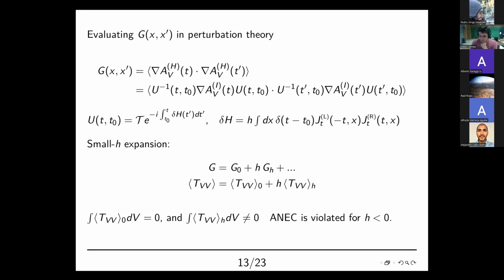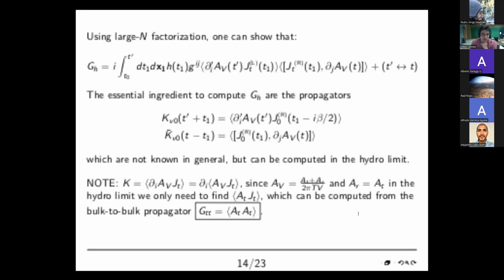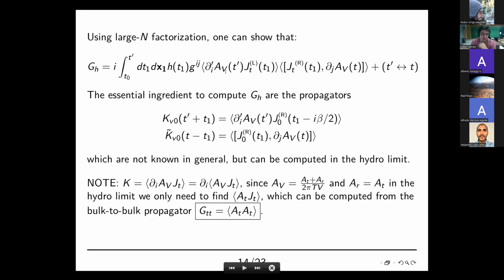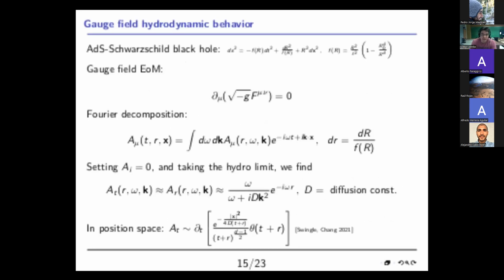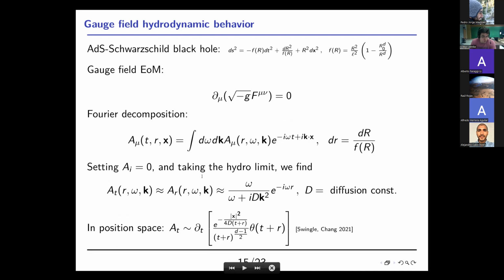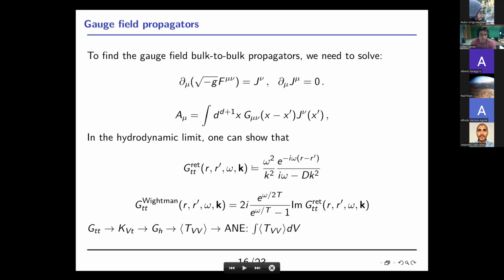Okay, good. Thank you. So basically, if you do this calculation, you can see that this first contribution to the 2-point function is given in terms of some bulk boundary propagators, which in general are very hard to compute, but you can compute them in the hydrodynamic limit. Basically, if you solve the equations of motion for a gauge field propagating in the bulk, you find this typical diffusive behavior. You can solve the equations of motion as well for the propagators. And by computing the propagators, you can compute the stress energy tensor and finally compute the average null energy condition.